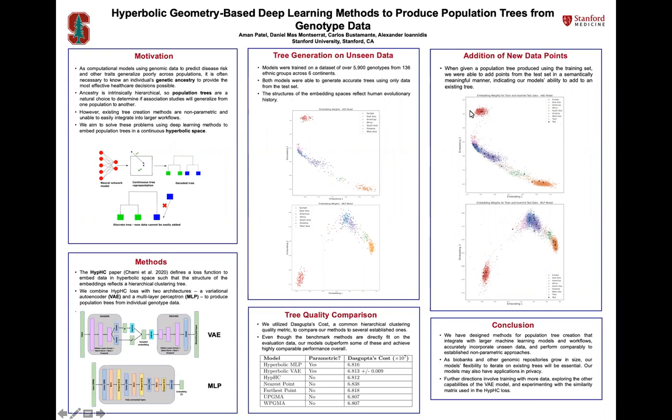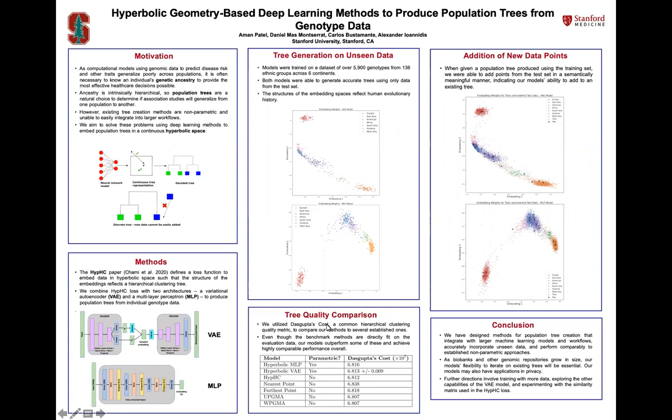We next wanted to check if new data points can be effectively added to an existing tree, since this was one of the most important selling points of the model. When given a tree produced from the training set, both models were still able to add points from the test set in a semantically meaningful manner. That is, extra data points fell well within the clusters that we would have expected them to fall into. This was even true for populations like the Oceanian population, which didn't have very many training examples at all. And these results demonstrate, once again, that the models generalize well and that new data points can be added effectively.